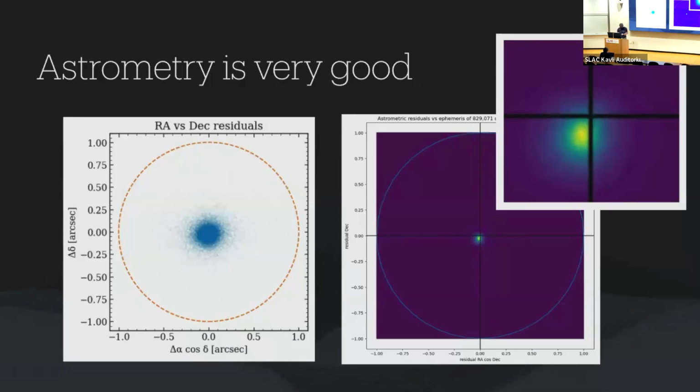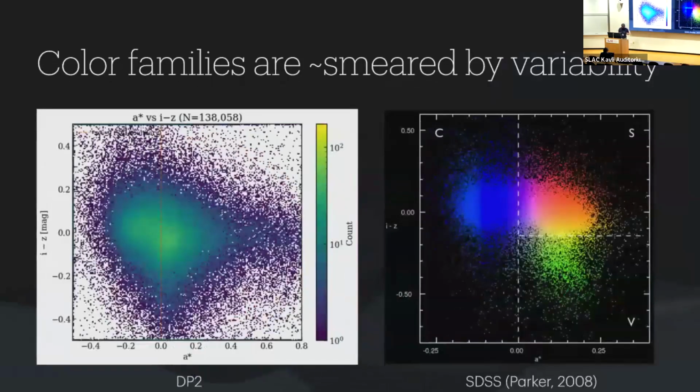I would take the Gaia side on rest of the world. But this should not matter for most science with DP2. Just be a little aware of it. Okay, colors per objects. So as I said, objects are variable.